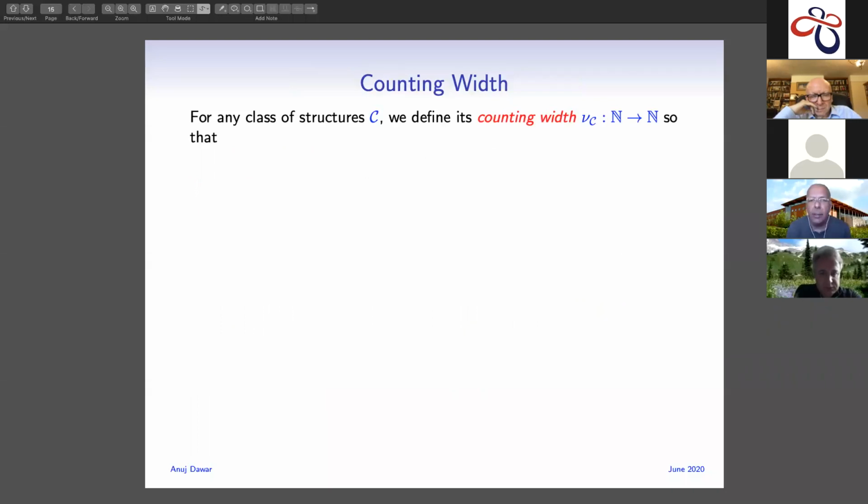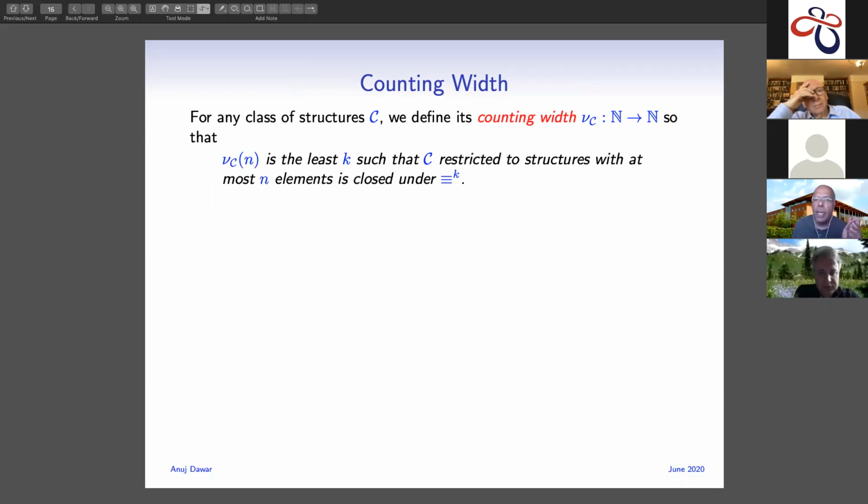This leads us to what I call the counting width. The name comes from this fixed point width counting. The counting width of a class of structures, a class of graphs, think of it now, is the number. So with every n, there's a number k, which is the smallest value for which the class of graphs restricted to, let's say, n vertex graphs is invariant under k equivalence, right?